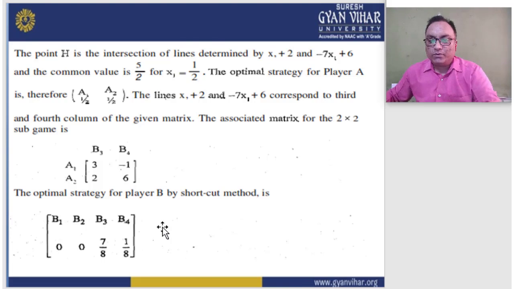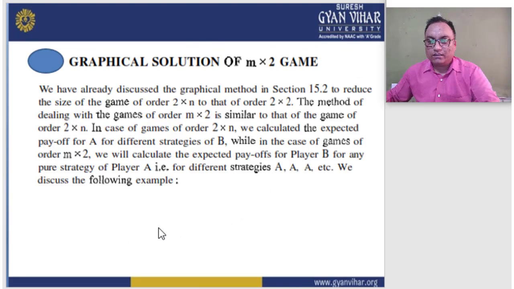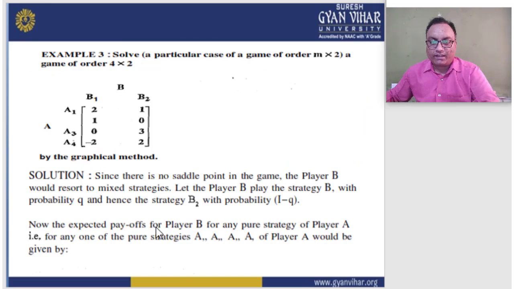And then we move to the next problem, and this is the graphical solution for the m into 2 game. This is the m into 2 game problem. In this problem, we solve a particular case of the game of order m into 2, a game of order 4 into 2 is here. This can be solved by the graphical method. So this is your third problem in this lecture.